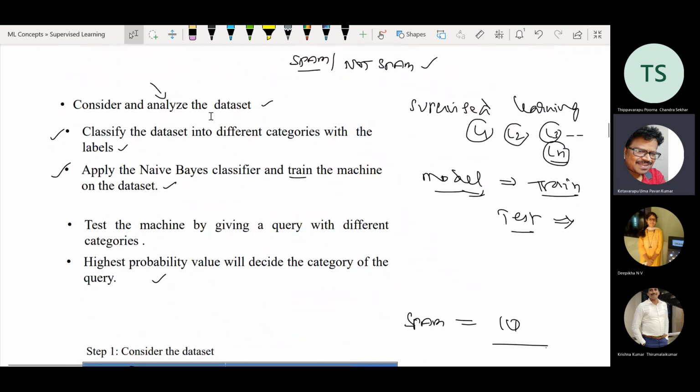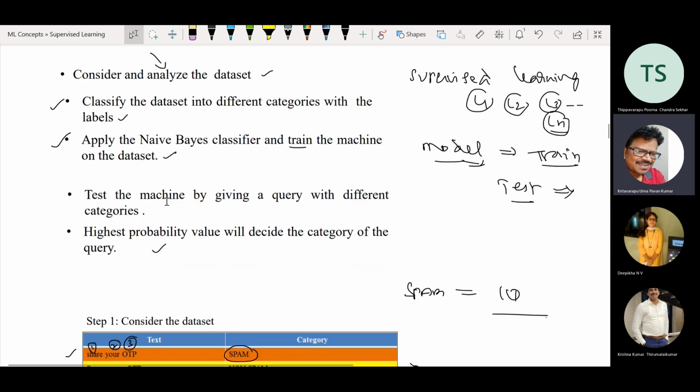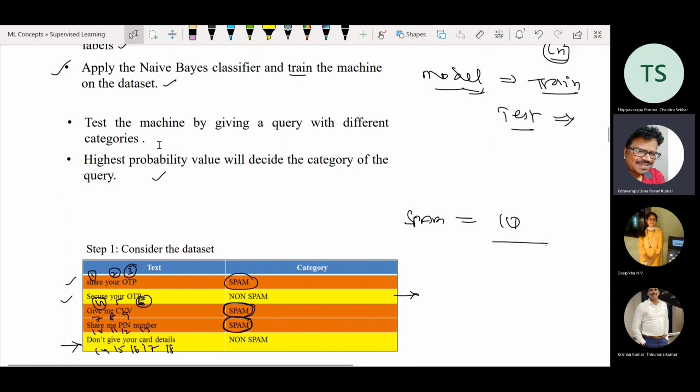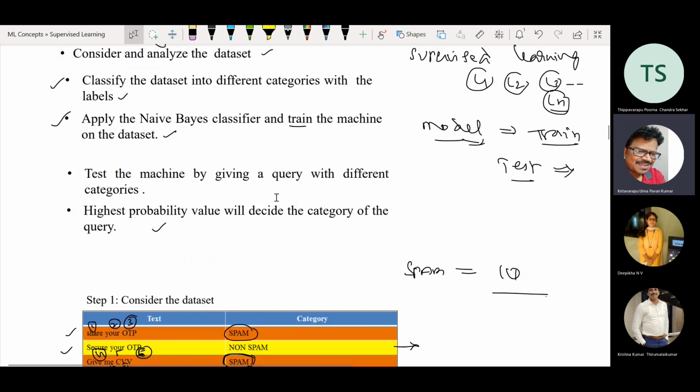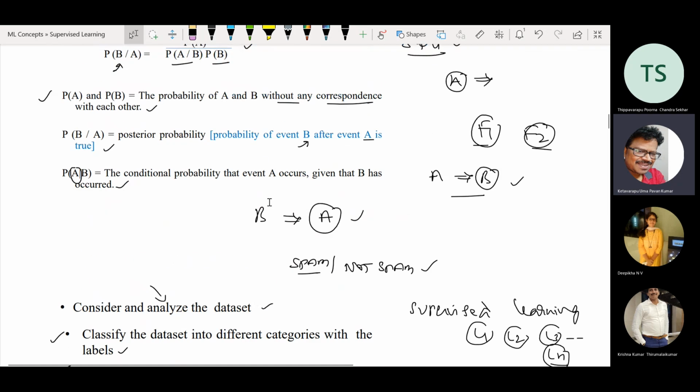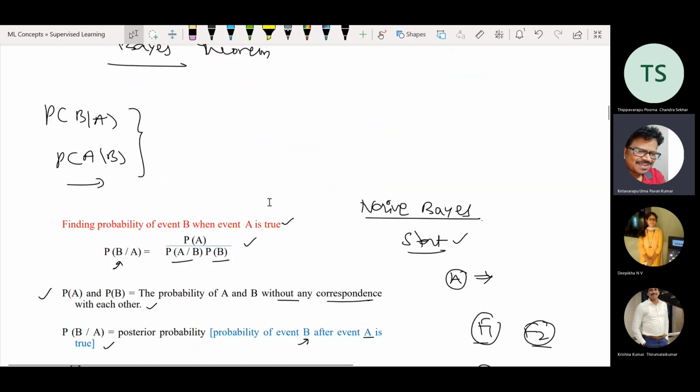Consider and analyze the data set. Classify the data set into different categories, spam and non-spam. Apply the naive Bayes classifier and test the machine. We are just giving it words, and the highest probability value will decide the category of the query. See, friends, how simple and straightforward. The only thing is we need to observe carefully.